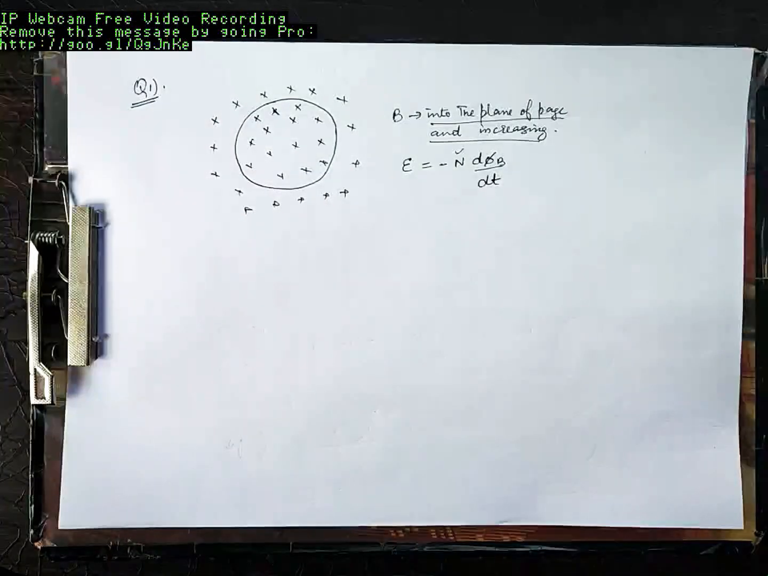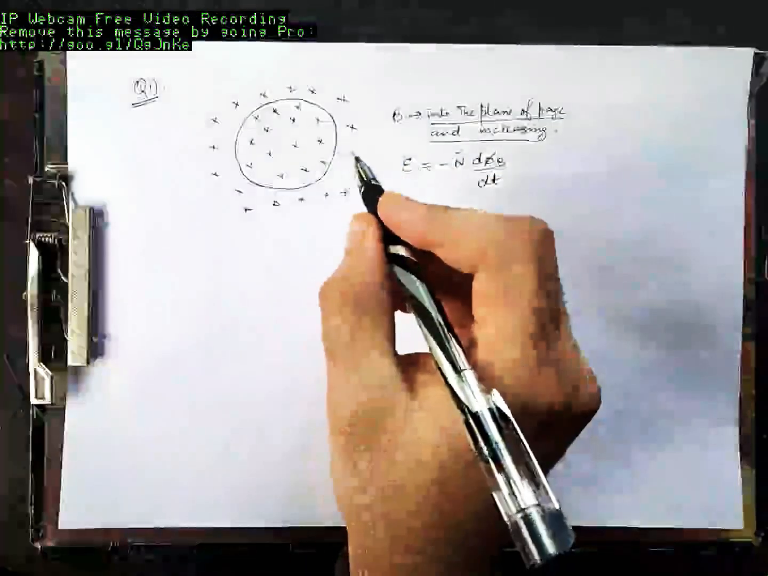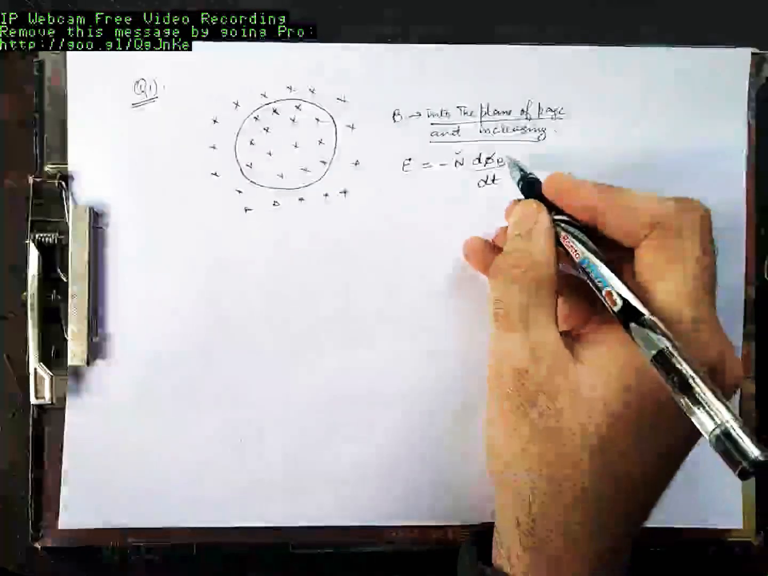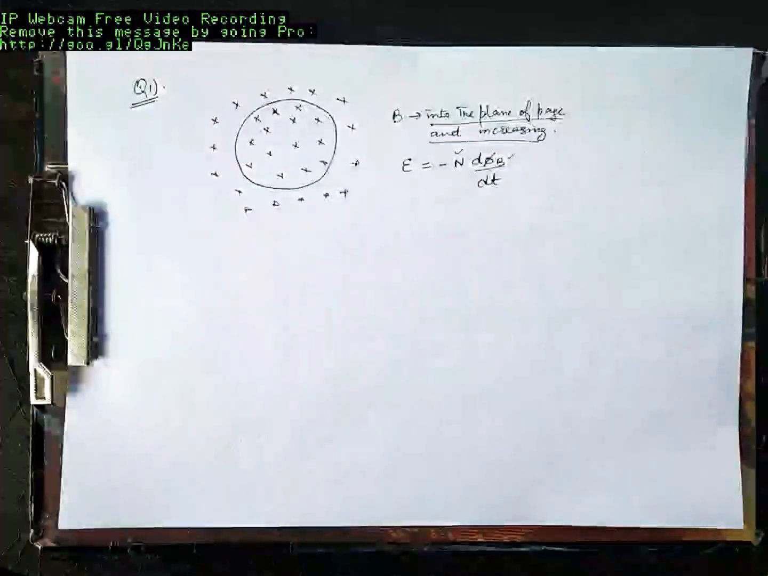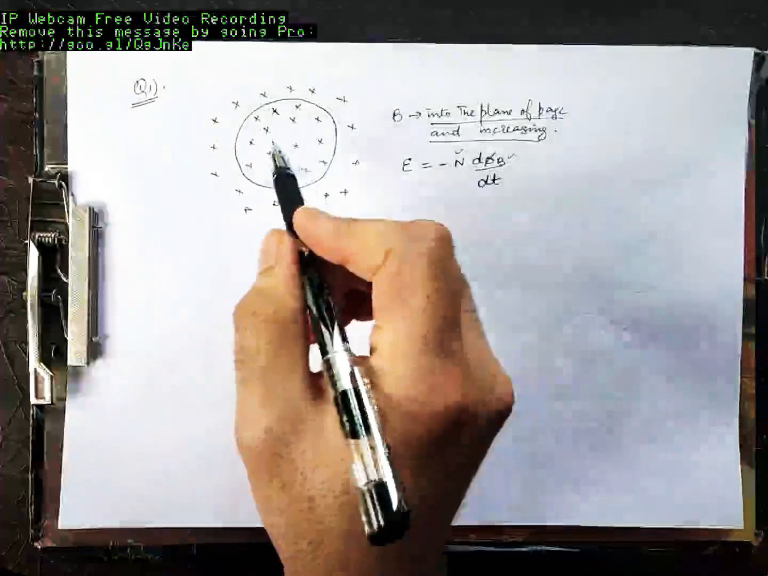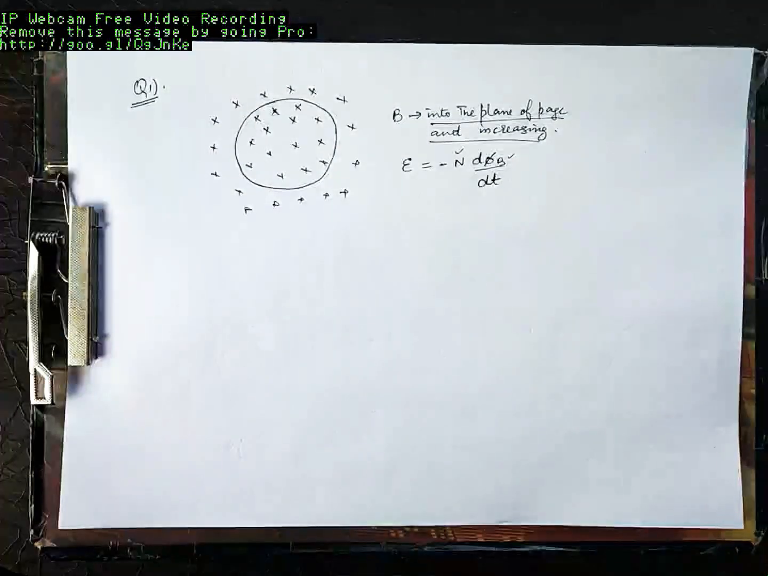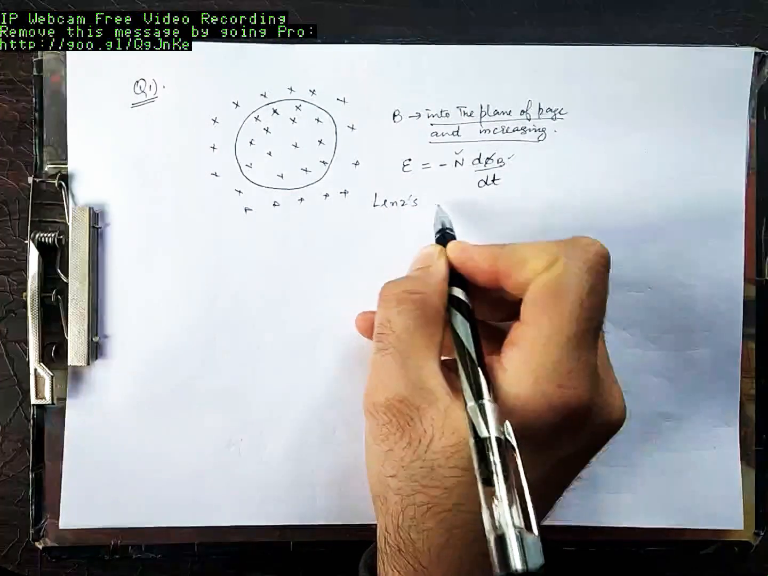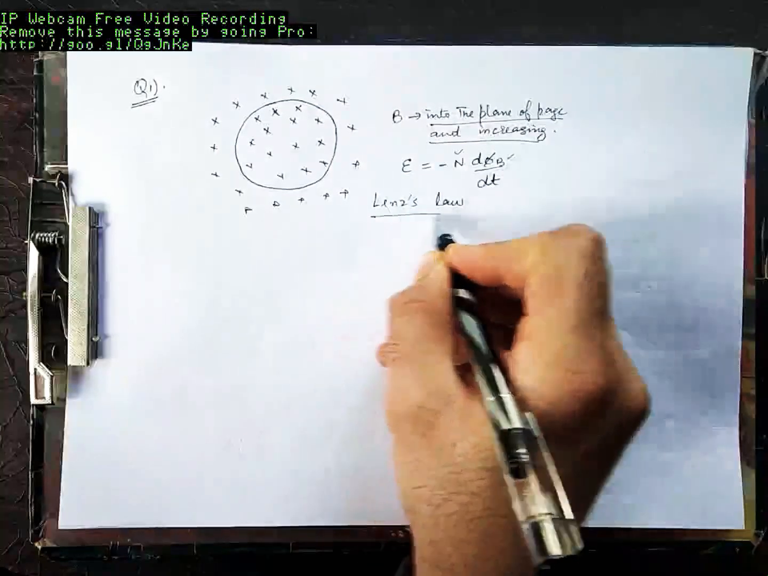When flux is increasing into the plane of the page, that means d phi B by dt is positive; with respect to time, flux is increasing. So what is the direction of induced EMF, or directly, what is the direction of current? We already know that Lenz's law gives us the direction.